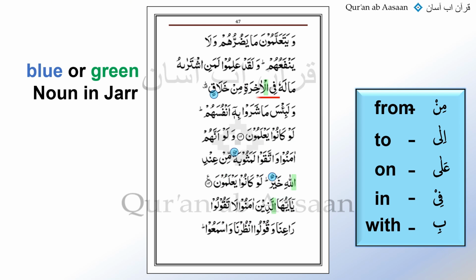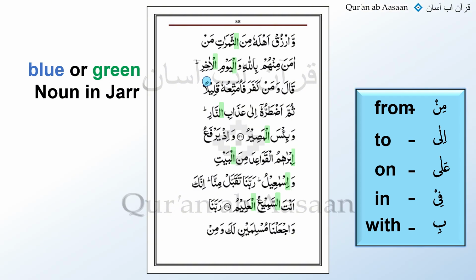Fil akhirati. Yes, that's pretty straightforward. Min khalaqin. That's another easy one. And I believe that's about it for this one. Let's get on to page number 58. Minat samarati. Already done the same one earlier. And billahi, yes, see, you're becoming experts now. You're picking them up so quickly. Excellent. Allahi, al green first, and then billahi red underlined.